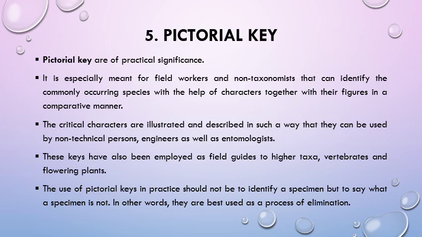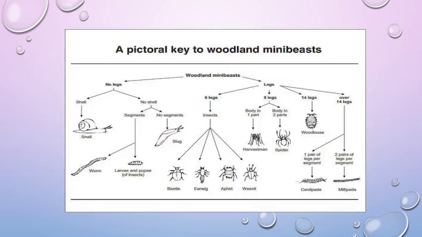The use of pictorial keys in practice should not be to identify a specimen but to say what a specimen is not. In other words, they are best used as a process of elimination. Like all other keys, the process of elimination is also applicable here. This is an example of a pictorial key, and you can see that images are given with the characteristics. So let's read it. This pictorial key is about woodland mini beasts.